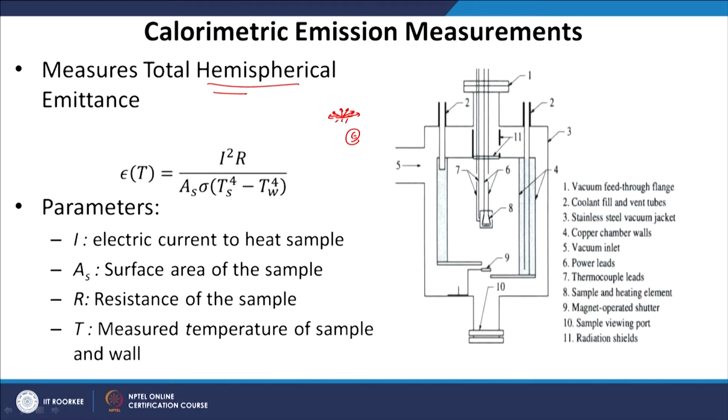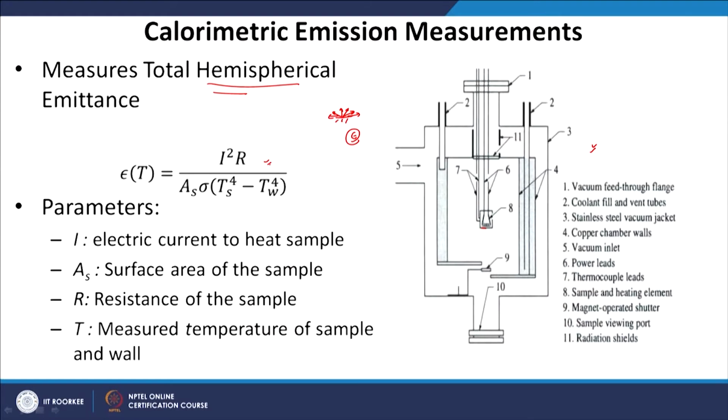So, we have a setup. The setup has many components, but the main component here is an electric source. The source heats the sample. There is a sample here which is heated electrically. By measuring the current and the resistance of the sample, we can calculate the amount of energy given to the sample. So, I squared R is the amount of energy given to the sample, and in thermodynamic equilibrium the amount of energy given to the sample should be equal to the amount of energy emitted by the sample through radiation. Of course, there has to be a vacuum so that we can ignore the convective part of the losses.